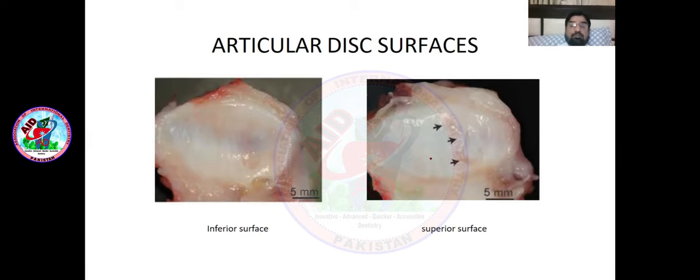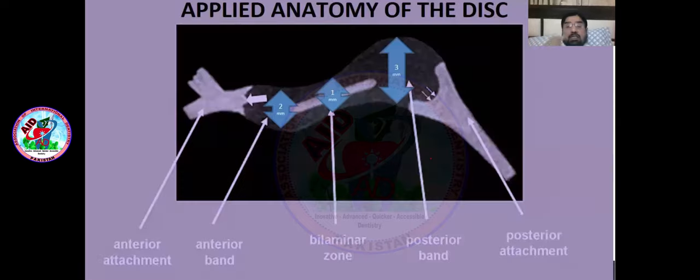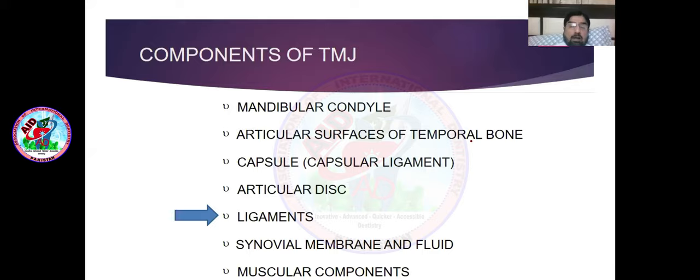Now, this is another diagrammatic presentation of the condylar cartilage, 3 mm, 1 mm, 2 mm. This is the anterior portion. This goes with the superior head of the lateral pterygoid. These are the posterior laminae, which are attached to the superior and inferior. This is the whole cartilage, which is called the bilaminar zone. Now we are coming to the portion of the ligaments.